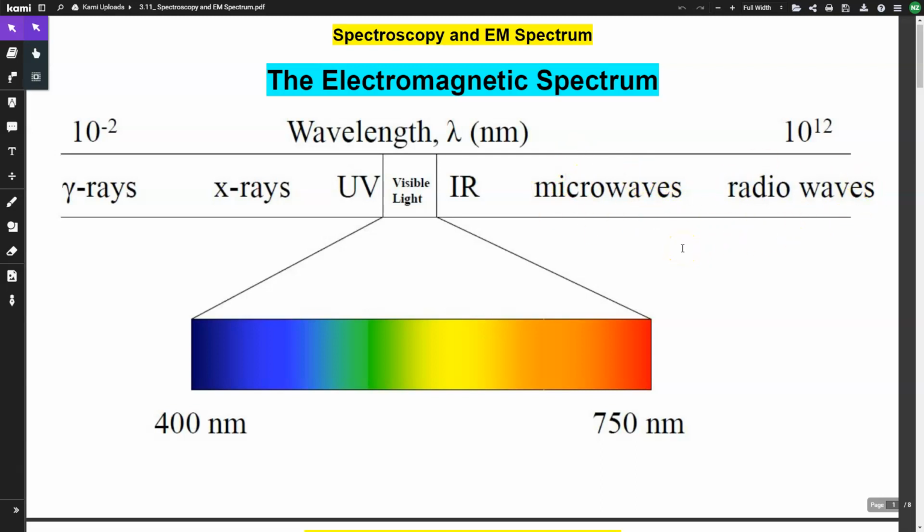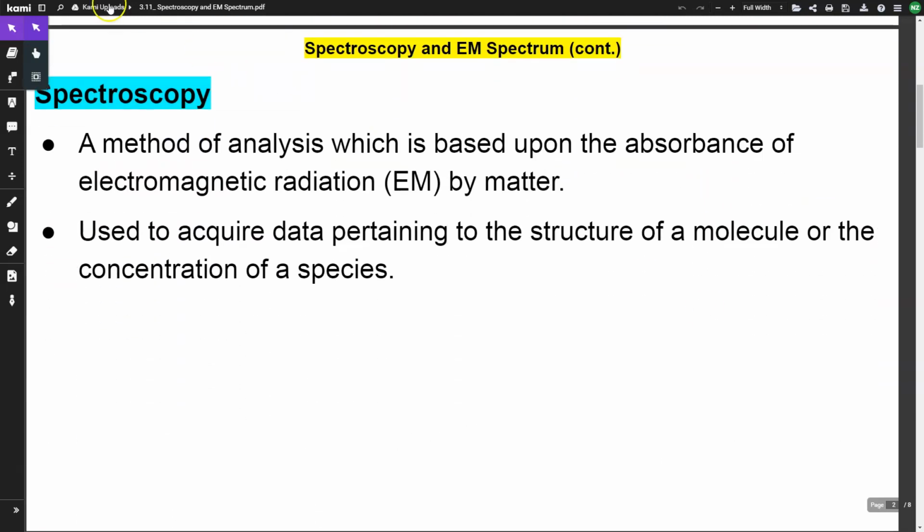So a lot of these you've heard before, but this is the entire electromagnetic spectrum, and we're going to be doing a little bit with this. Okay, so spectroscopy is a method of analysis which is based upon the absorbance of electromagnetic radiation, or EM for short, by matter. We use this to acquire data pertaining to the structure of a molecule or the concentration of a species.